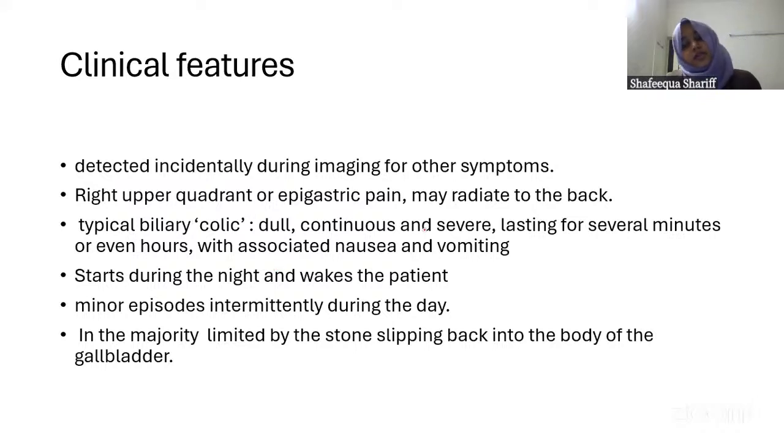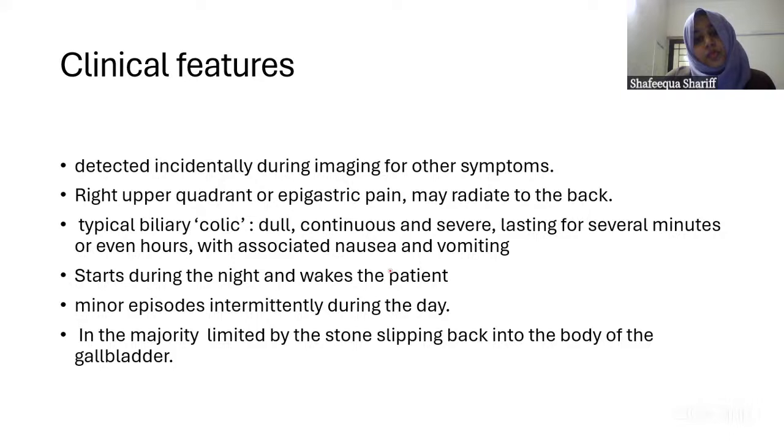So what happens when the patient has gallstones? Usually they're asymptomatic, and it's detected incidentally during routine imaging. Nowadays a lot of people go for master health checkups, so they just find out about gallstones at that time. But some people do present with symptoms. They have right upper quadrant or epigastric pain, which may radiate to the back. Even though it is called biliary colic, it is not typically a colicky pain. It is dull, continuous, and severe. It lasts for several minutes or hours, and is associated with nausea and vomiting.